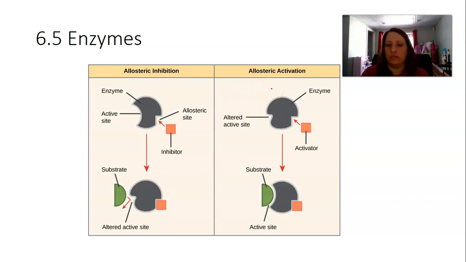Allosteric activation is kind of the opposite. Here we have an enzyme. It's in a shape where the active site is not open. The activator will bind to an allosteric site on the enzyme. So this is a site other than the active site. And that binding, shown here down at the bottom, causes that active site now to have the proper shape for the substrate to bind. So your cells will control your enzymes in this fashion.